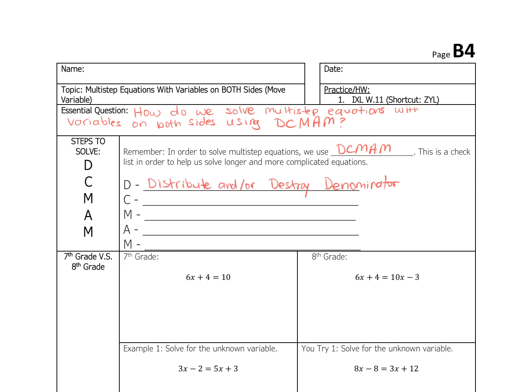DC-MAM stands for distribute and/or destroy denominator. The C stands for combine like terms. The M stands for move the smaller variable. The A stands for add or subtract. M stands for multiply or divide.